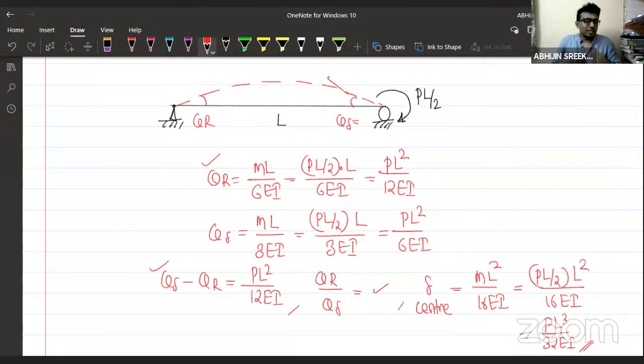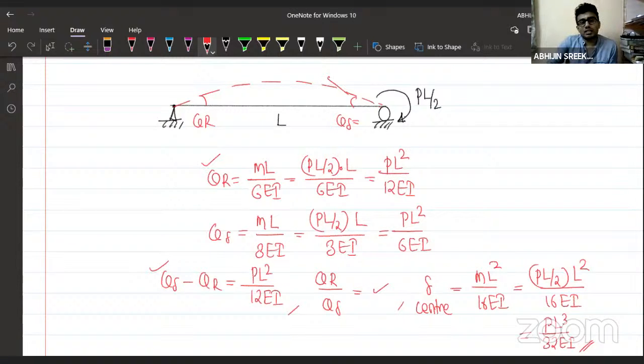These are some extra pieces of information. The deflection at the center, the ratio of theta R to theta S, the difference between the slopes, and theta at the far end and the near end. These kinds of questions are possible. So what I'm trying to say is remembering the standard results is very, very important.